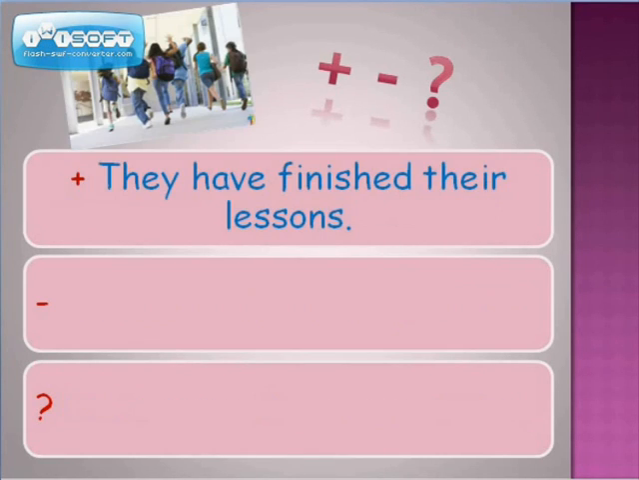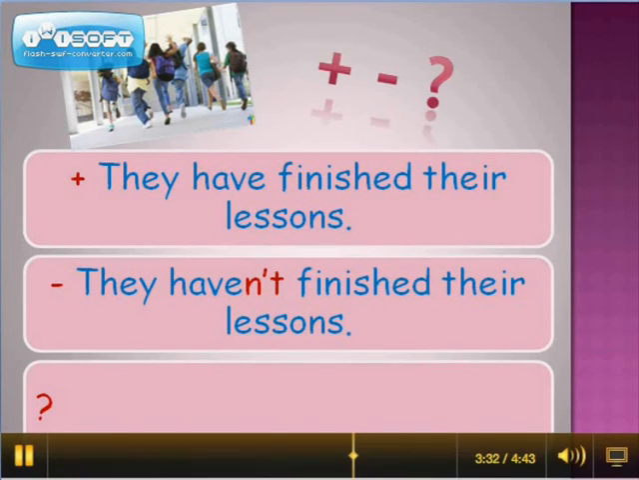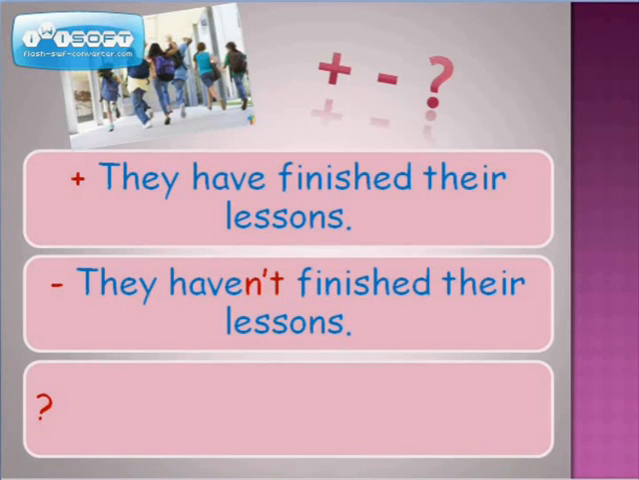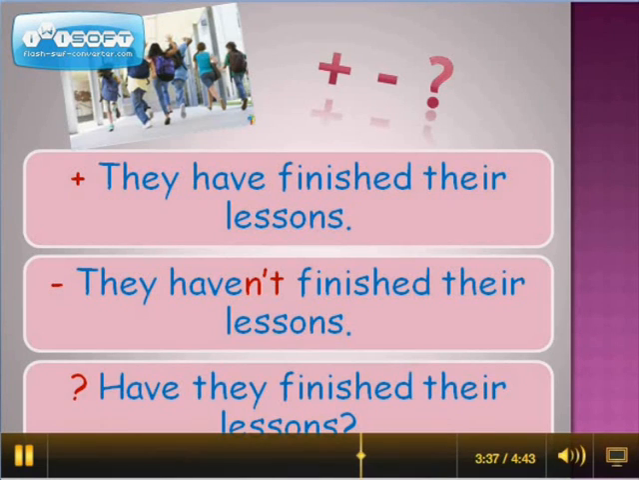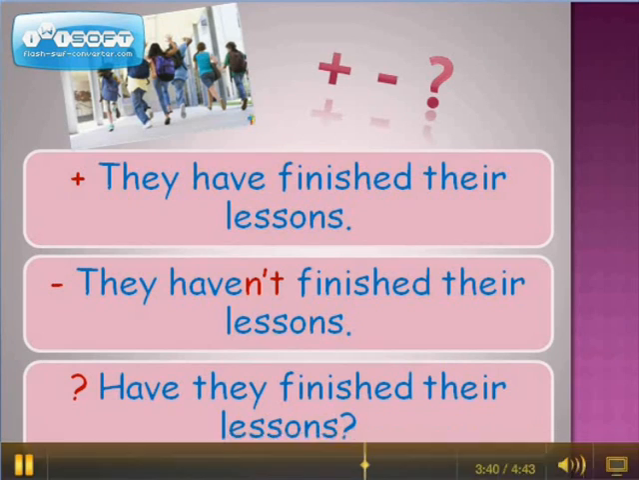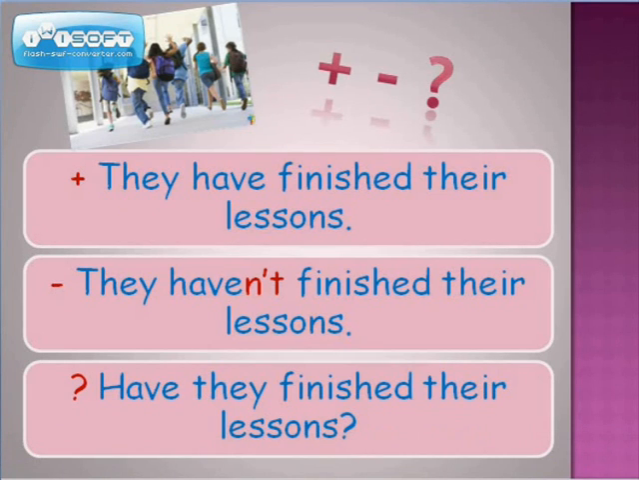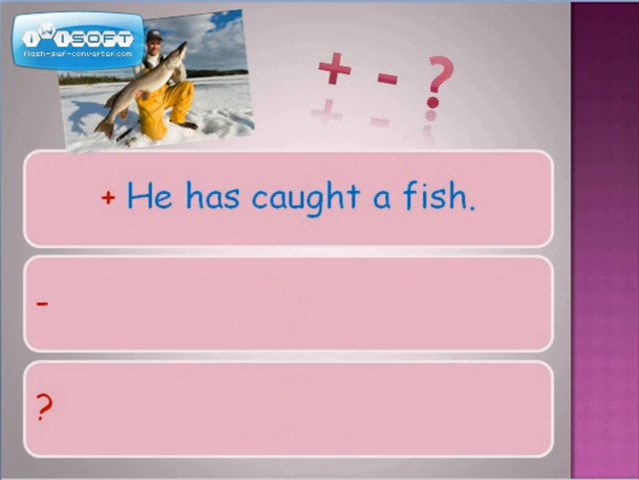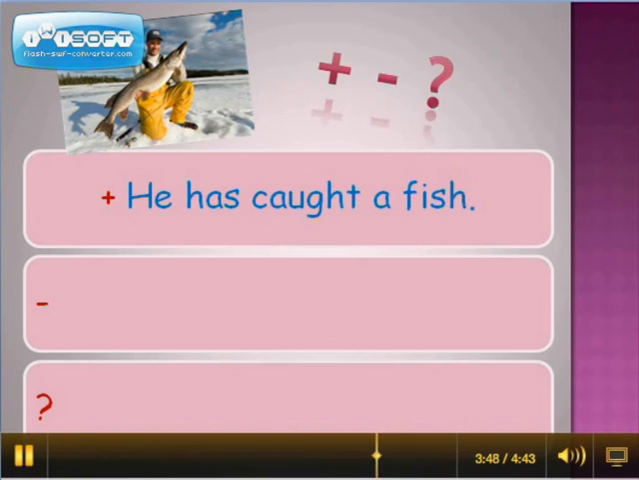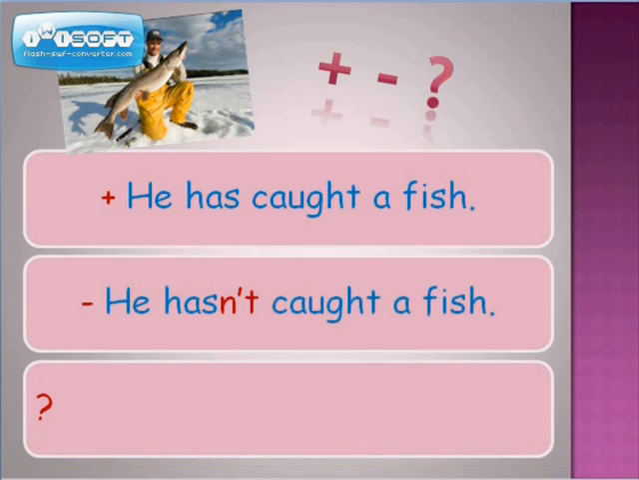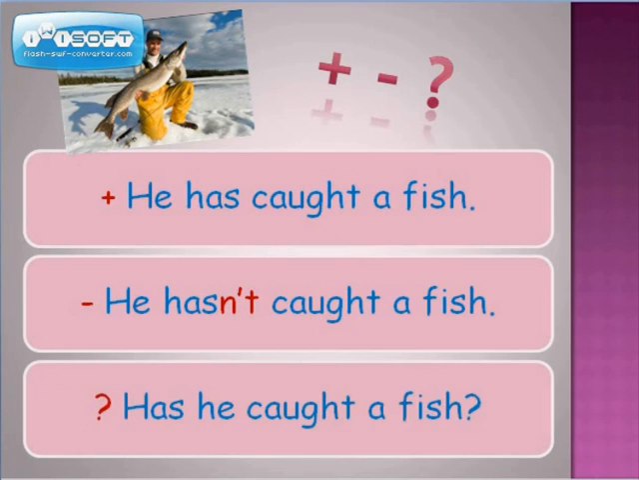Sentence number 2. They have finished their lessons. The negative sentence. They haven't finished their lessons. The question. Have they finished their lessons? Number 3. He has caught a fish. The negative sentence. He hasn't caught a fish. The question. Has he caught a fish?